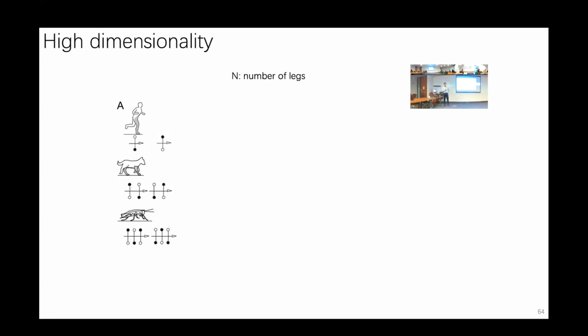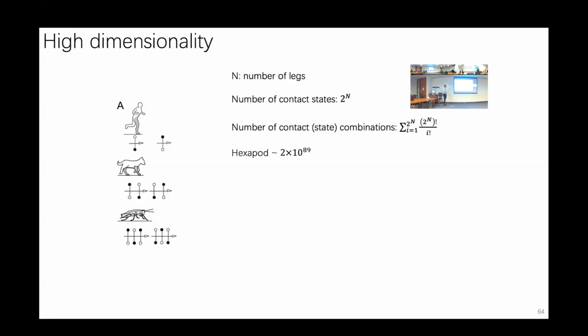The high dimensionality associated with a robot with many legs is largely underappreciated. Let's, for fun, ignore all the joint angles and only look at the binary contact sequences. We notice that for a robot with n legs, the total number of contact sequences is 2 to the power of n. And this is not scary yet. But if you look at the total number of contact state combinations, it's a huge number. For a robot with 6 legs, this number is 2 times 10 to the power of 89.